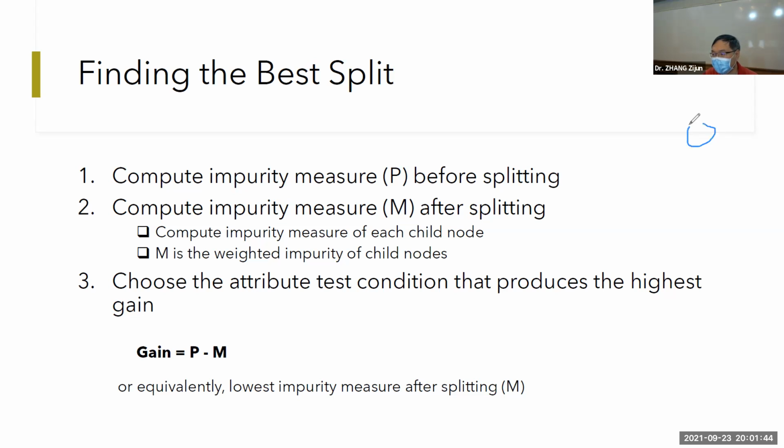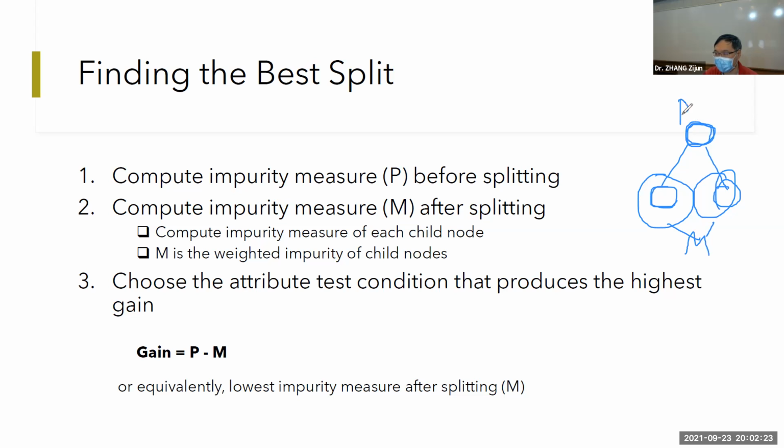So when you do the splitting, you consider a parent node. Okay, then you split it and produce the child nodes. So if you want to compute the impurity measure after splitting, then you need to compute the impurity measure at each of the child nodes. Then M is the weighted impurity of the child nodes. So the impurity measure after splitting is a kind of weighted impurity of the child nodes.